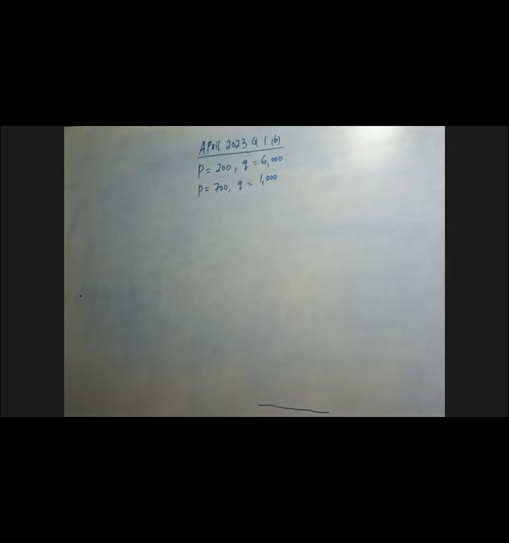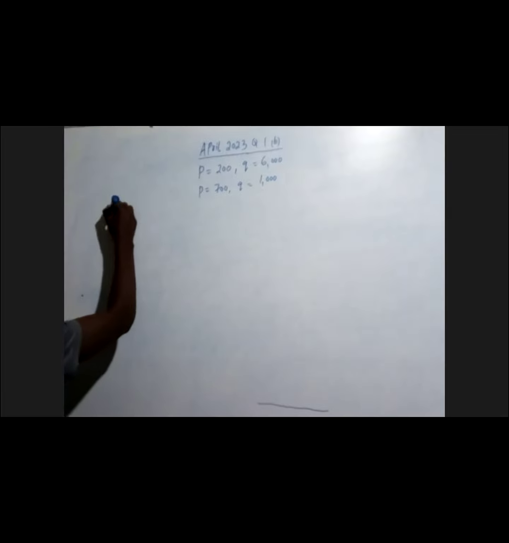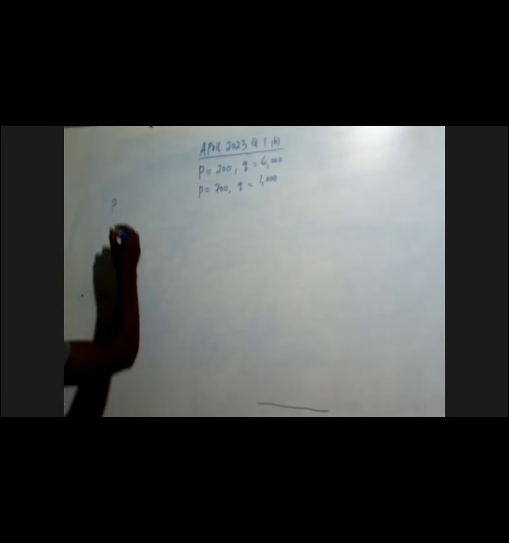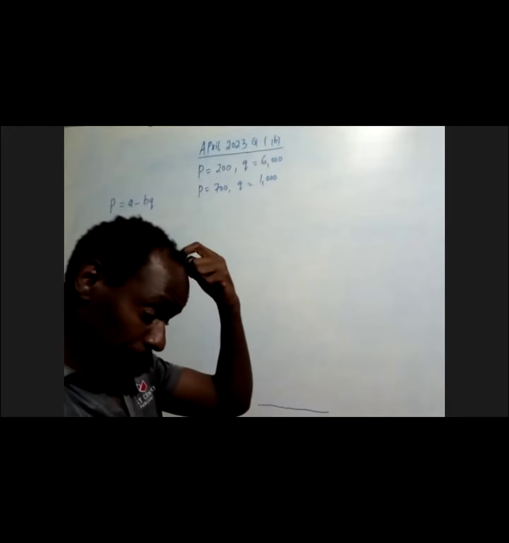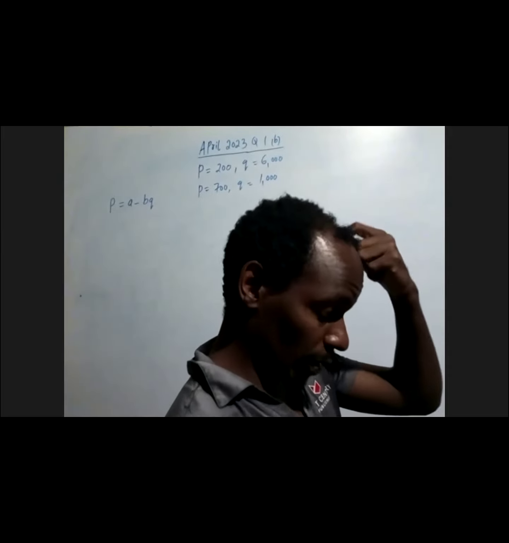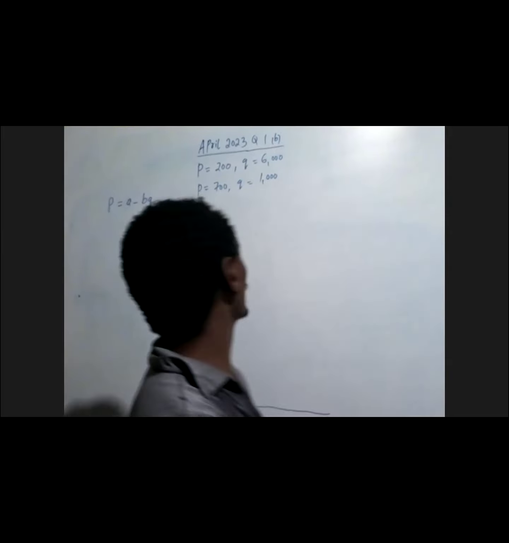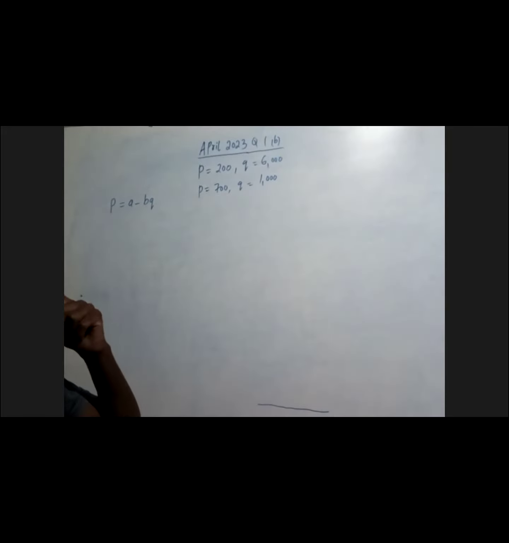Now, part A, we are supposed to come up with the revenue function. Let us come up with the revenue function. Now we know that P equals A minus BQ, where P is price, A and B are constants, and Q is our quantity.